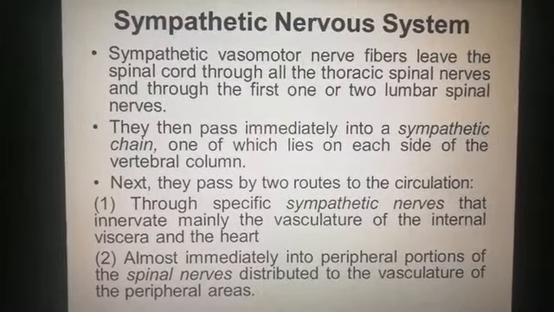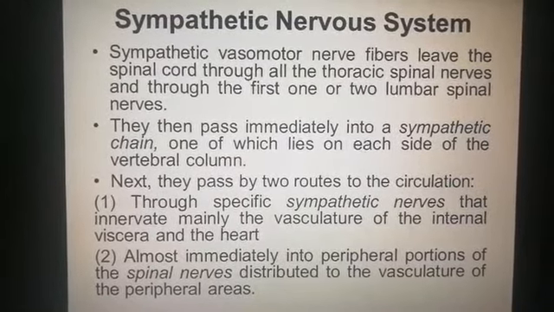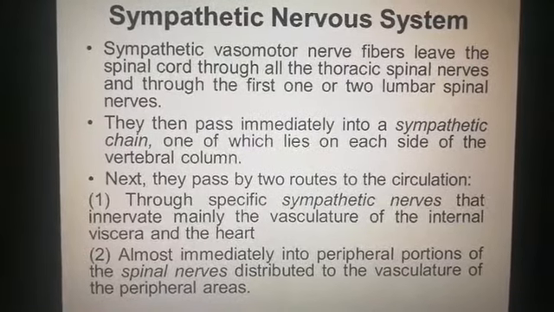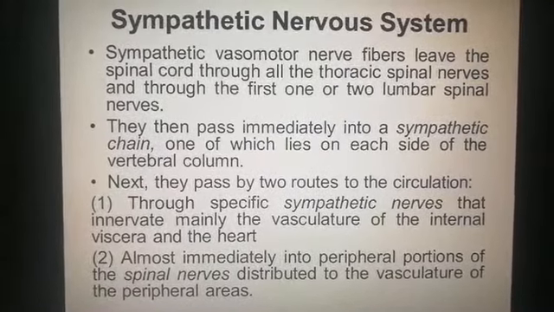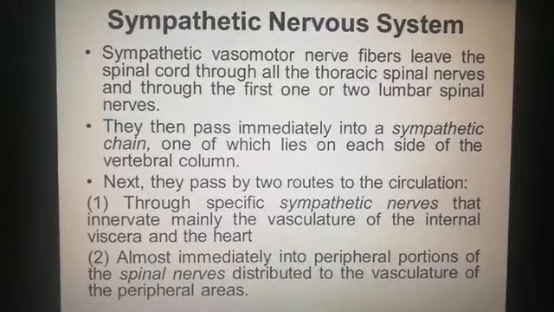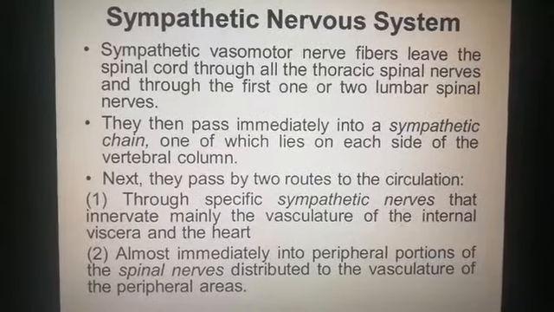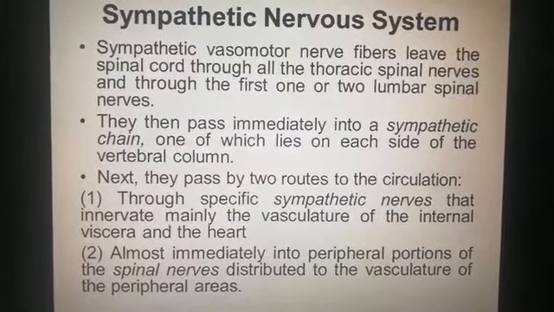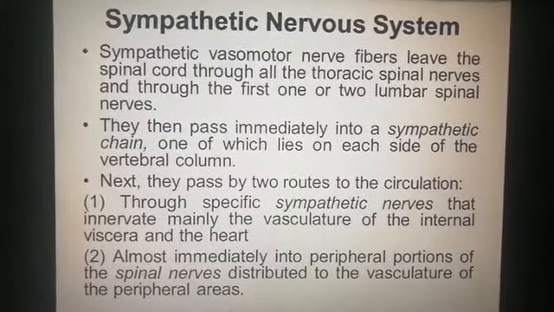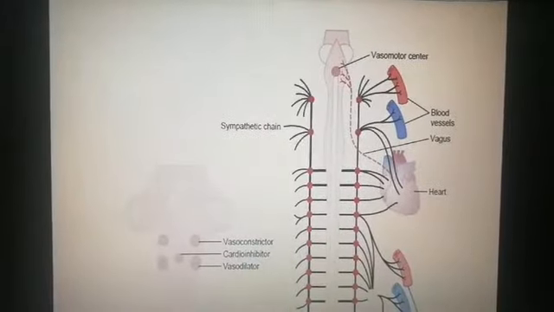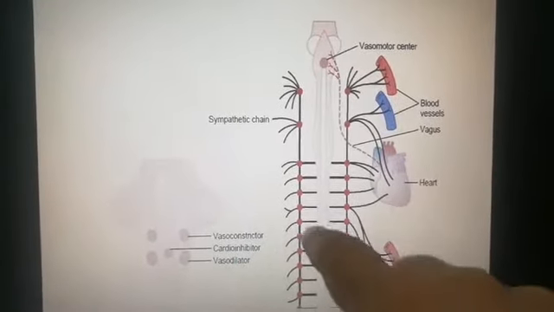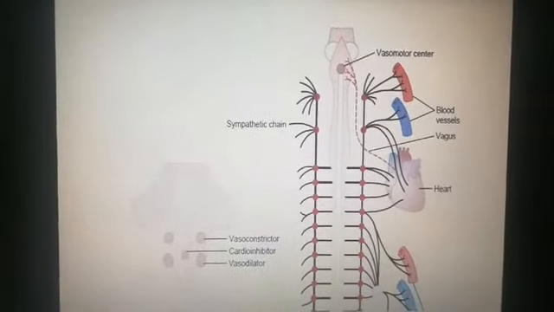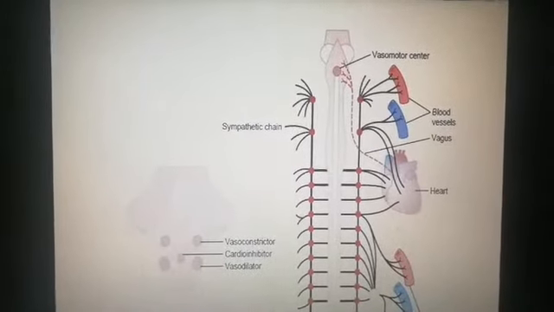Sympathetic vasomotor nerve fibers leave the spinal cord through all the thoracic spinal nerves and through the first one to two lumbar spinal nerves. So this is the extent of the sympathetic nervous system, from T1 to L1 or L2. They then pass immediately into a sympathetic chain, one of which lies on each side of the vertebral column. You can see here, this is the vertebral column, and these are the sympathetic chains on the two sides of the vertebral column.